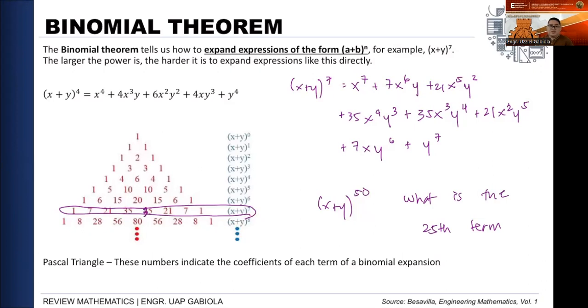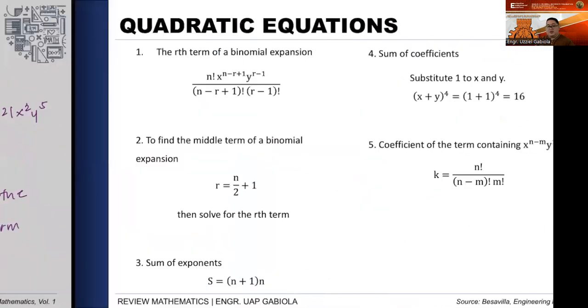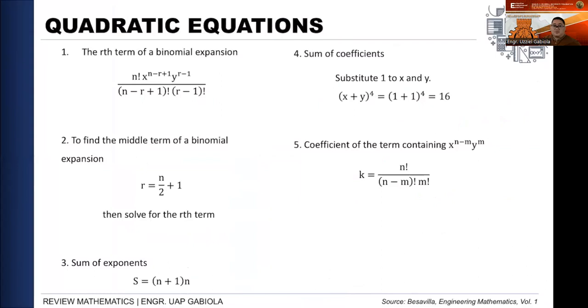You can do that by using si binomial theorem or yung formulas kasama si binomial theorem. Okay? So, ito yung mga formula niya. So, if we are trying to get a specific term lang, hindi yung full expansion, pero specific term within the expansion yung hinahanap natin. So, ito yung mga formulas natin. So, the rth term of a binomial expansion is given as n factorial over (n minus r plus 1) factorial times (r minus 1) factorial. So, yan daw natin makukuha yung ating rth term.